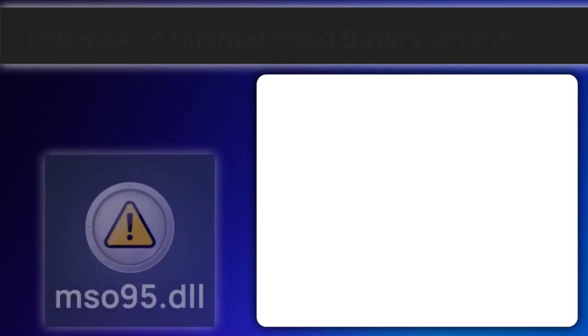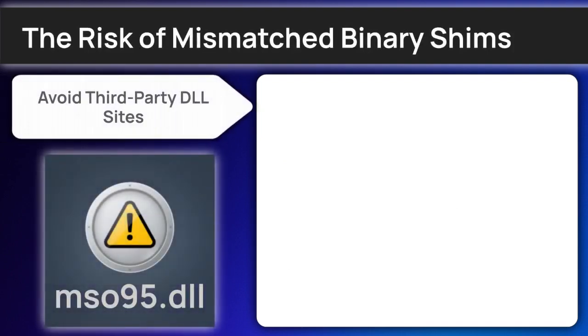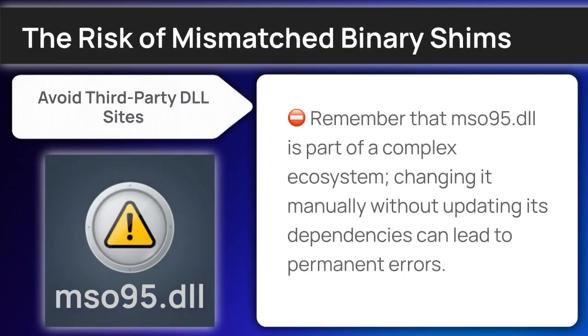For a clean and stable recovery, it's important to stay within verified developer ecosystems. The versions of mso95 DLL found on generic download sites are often compiled for legacy hardware, which can lead to excessive CPU cycles or kernel-level crashes on modern systems.